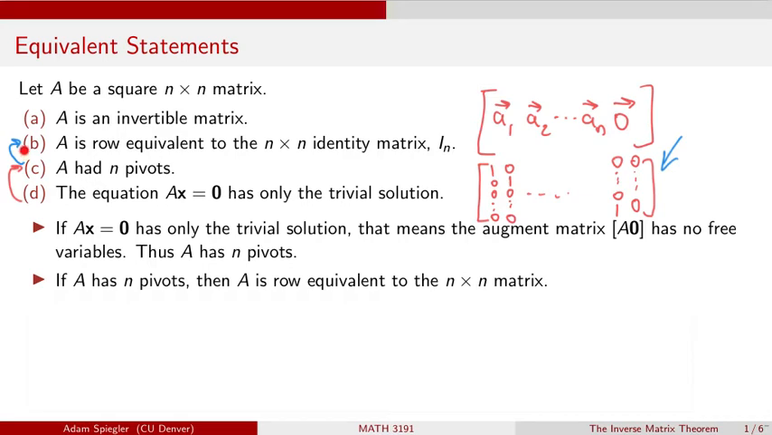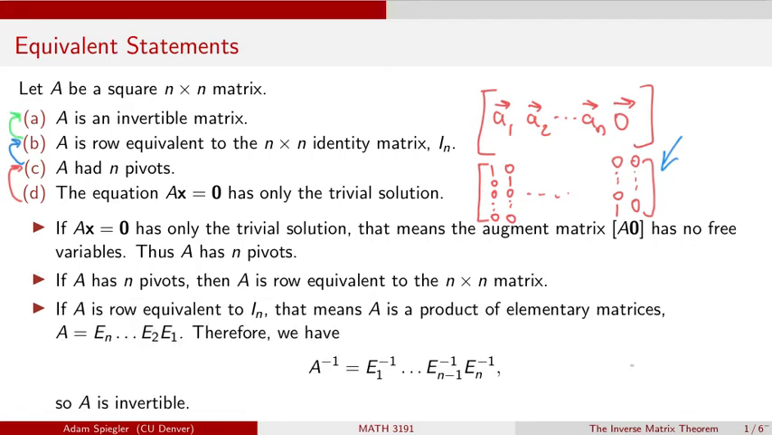Let's next take a look at how, if statement B is true, that implies statement A has to be true. Finally, if we know that statement B is true, namely that A is row equivalent to the identity matrix, then this tells us that A has to be a product of elementary matrices, since we could get matrix A by applying a series of elementary row operations to the identity matrix.